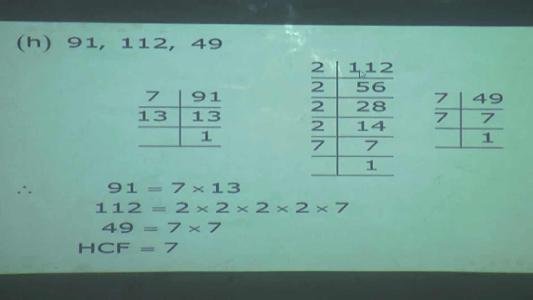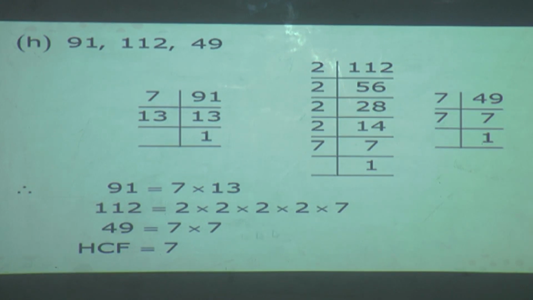2 5s are 10. 11 minus 10 is 1, it becomes 12. 2 6s are 12. Now it is divisible by 2. 2 2s are 4. 5 minus 4 is 1. 1 and 6 becomes 16. 2 8s are 16. Again divisible by 2. 2 4s are 8. Again it is divisible by 2. 2 7s are 14 and 7 1s are 7. Now we have 49. 7 7s are 49 and 7 1s are 7.